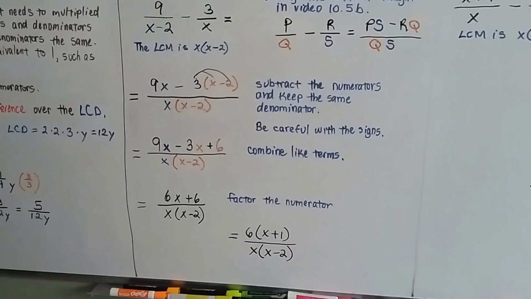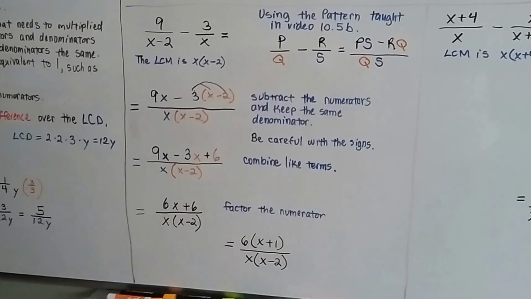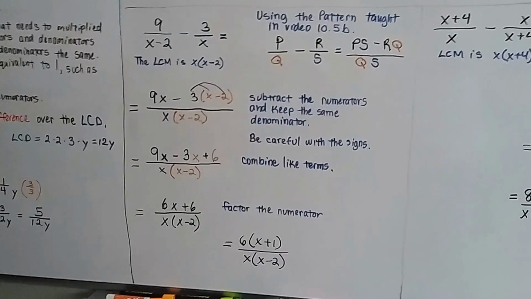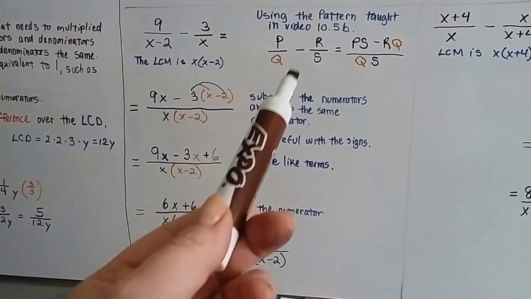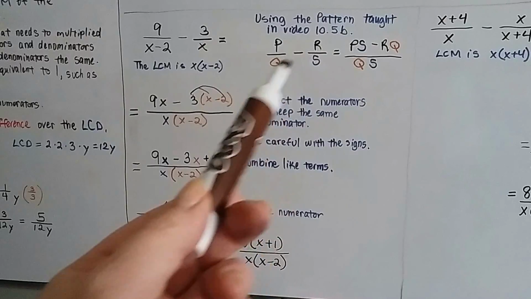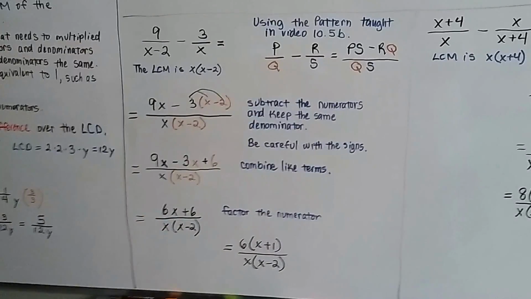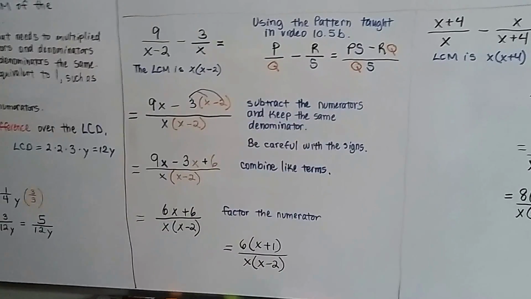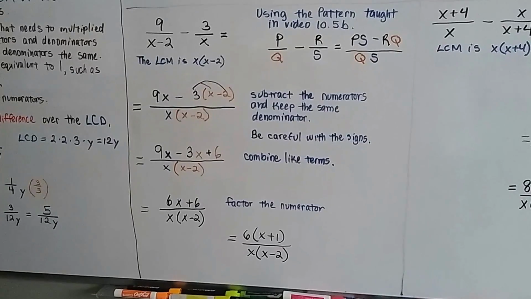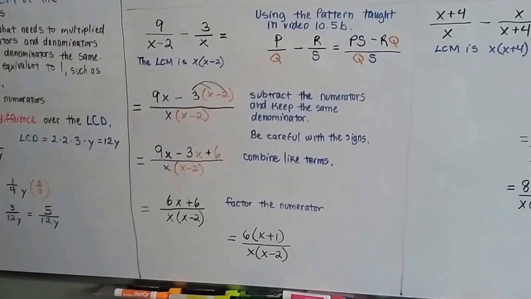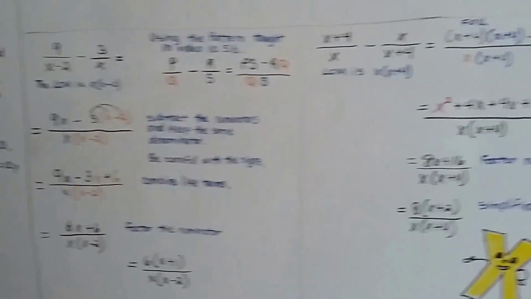I know this can be really confusing. It's going to help you if you saw 10.5b. If not, you can rewatch this video or just really look at this pattern. We learned how to do adding and subtracting using this pattern with the p over q and the r over the s. It's really helpful. You should put that in your notes. All right? Now, let's take a look at this one.